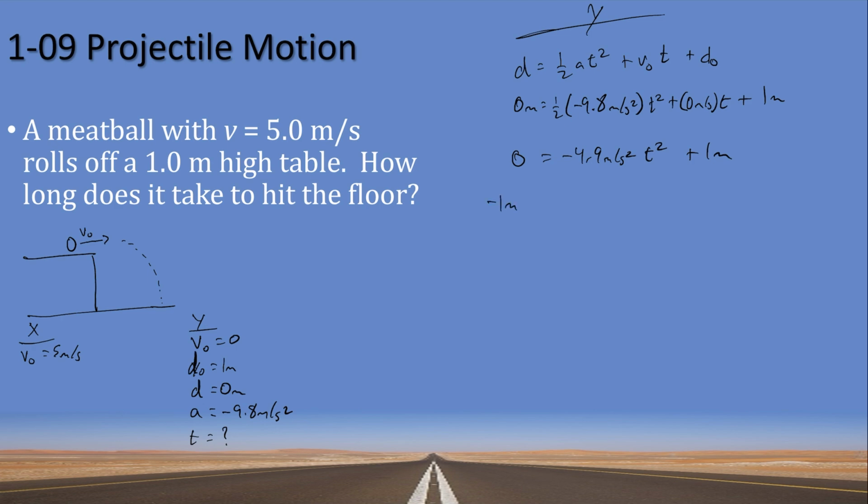So we'll subtract the 1 meter, divide by the negative 4.9. The meters will cancel, leaving seconds squared. And then square root that answer. I get 0.45 seconds for the time. So a little less than half a second for this meatball to hit the floor.